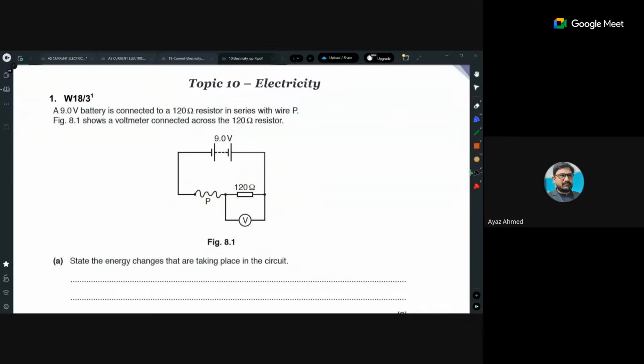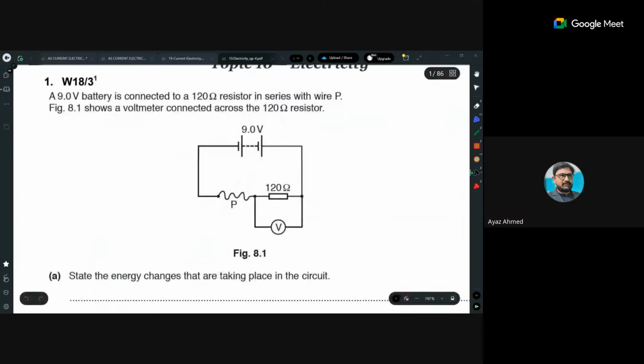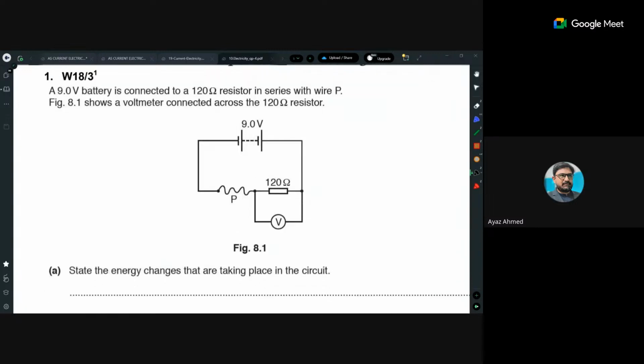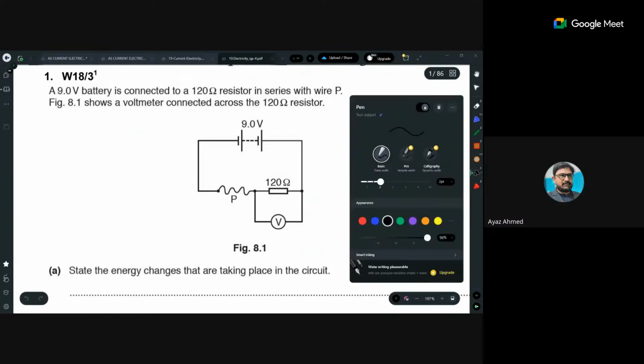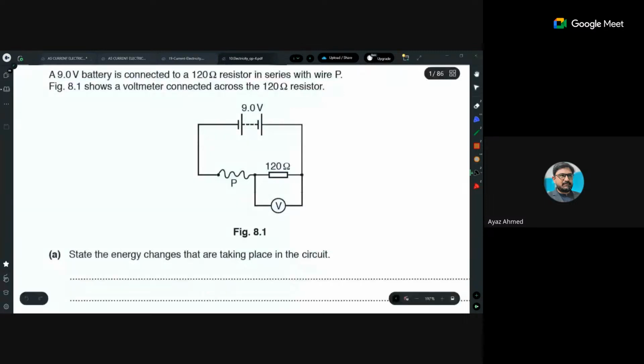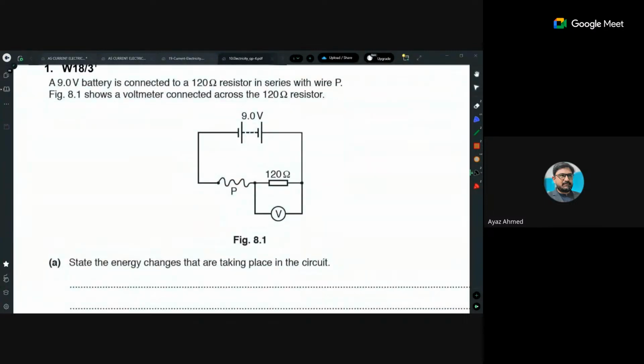Starting with that question, this question is related to your current and electricity topic. That is October question number 18, paper 3-1. There are some questions which are related to your hard papers, and some are from the easy ones. So this is from variant 3.